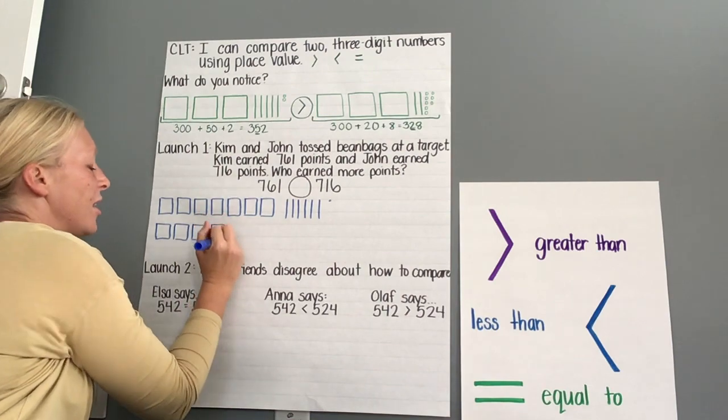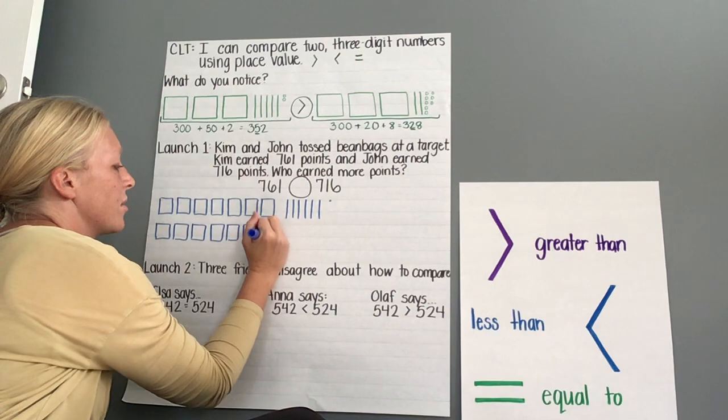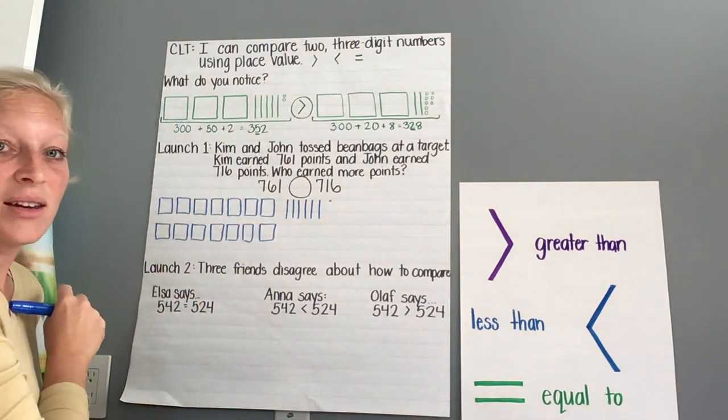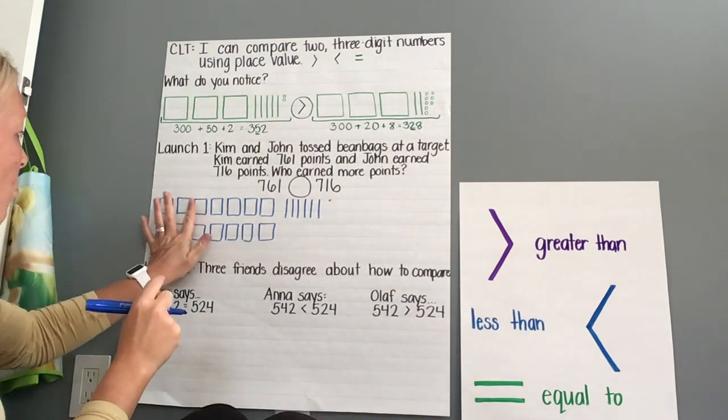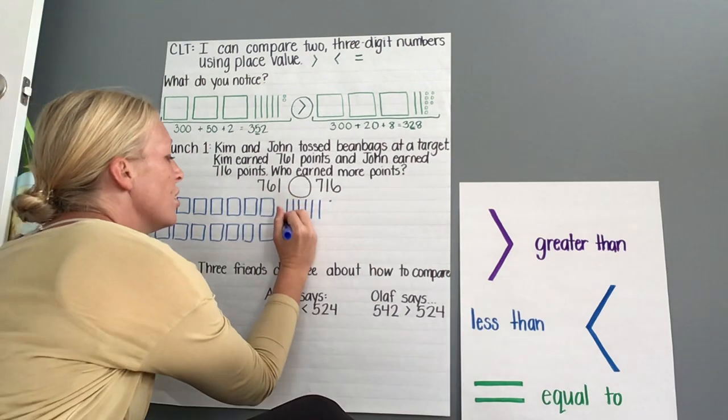And my friend right here next to me, what did you say you noticed about these two numbers? Yes, they have the same number of hundreds. They are all the same. What else did you notice though?